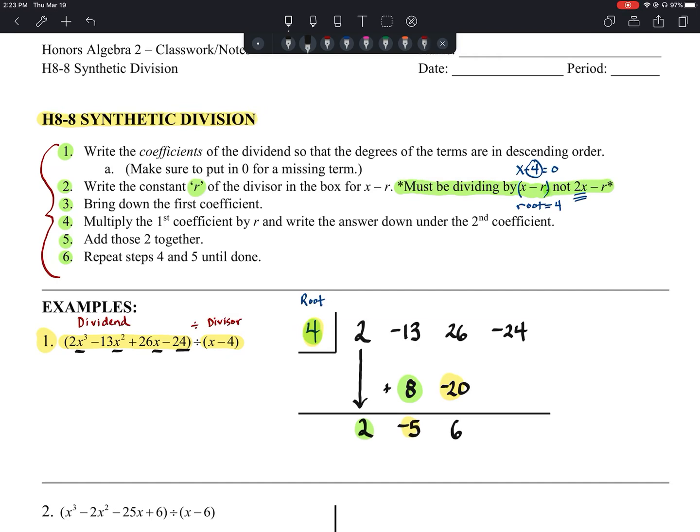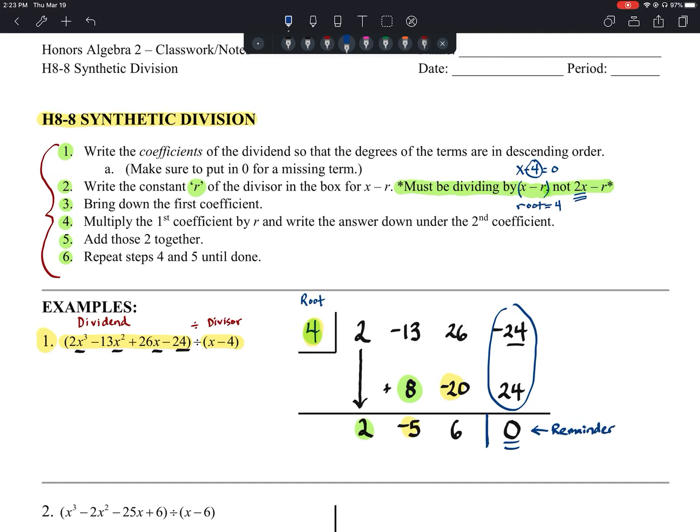And then positive 6 times 4 is going to give us 24. We're going to write it underneath that last coefficient up here. And then when we add those, you see we get 0. So when we're looking at what the answer is going to be, one thing you always have to keep in mind is that once we get to this last coefficient, when we add these last two, the value we get down here at the end is going to be the remainder. This will always be the remainder. So in this case, we have no remainder.